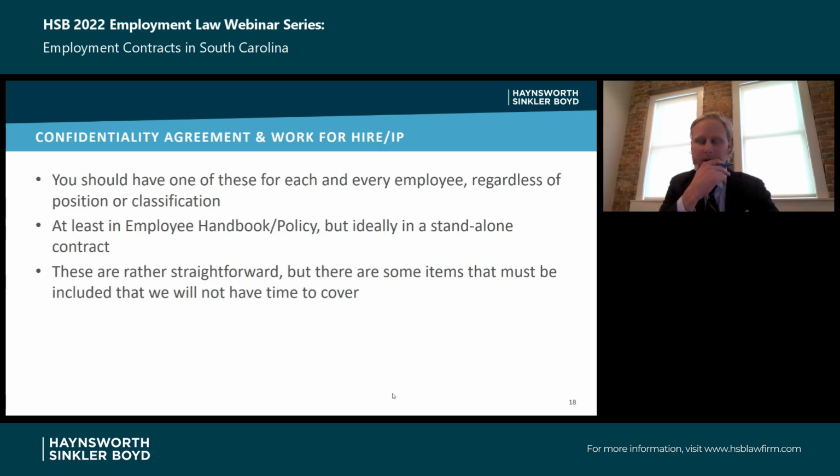As I say in that last bullet point, most of the time they're fairly straightforward. It's, hey, the company is providing you access to proprietary business information, and in exchange for us hiring you or paying you, giving you access to this, you agree that after you leave us, you can't take it, you can't disclose it anywhere, et cetera.